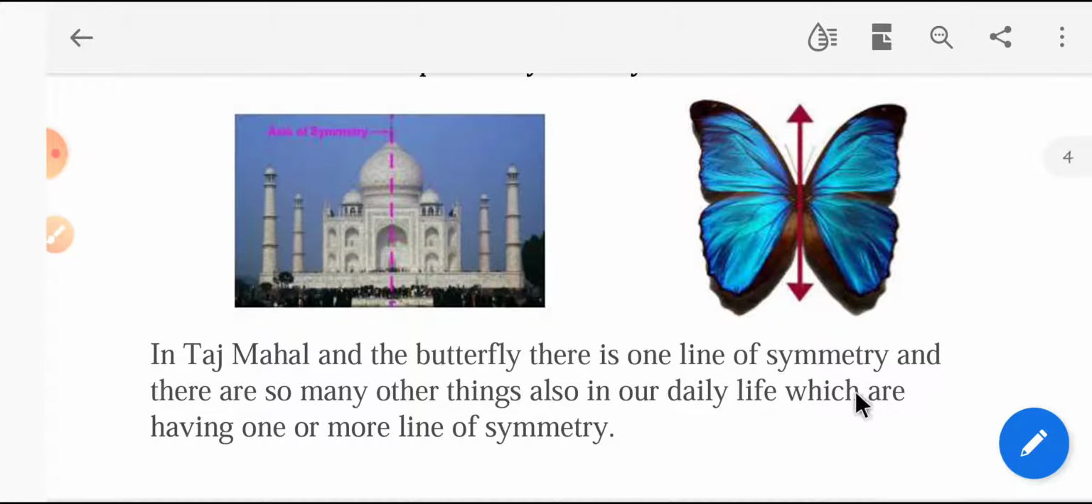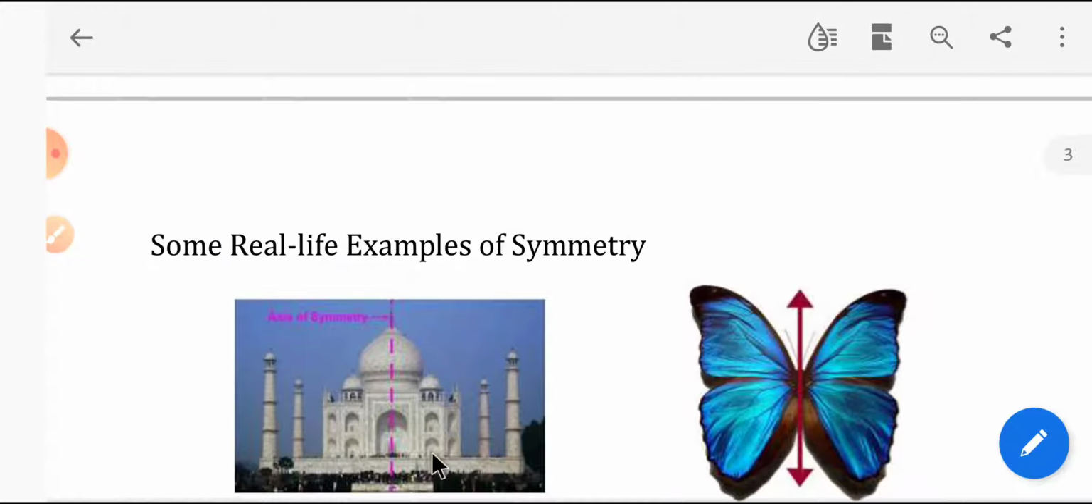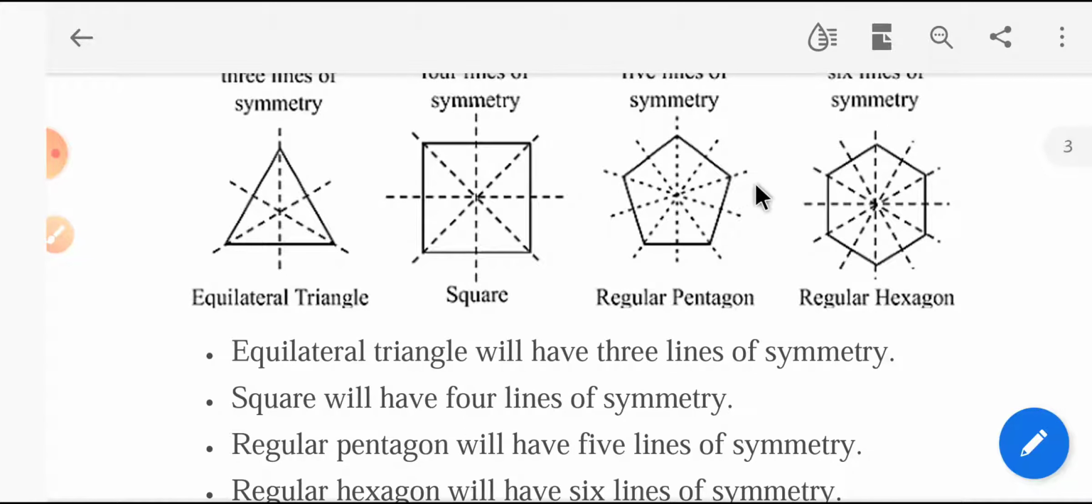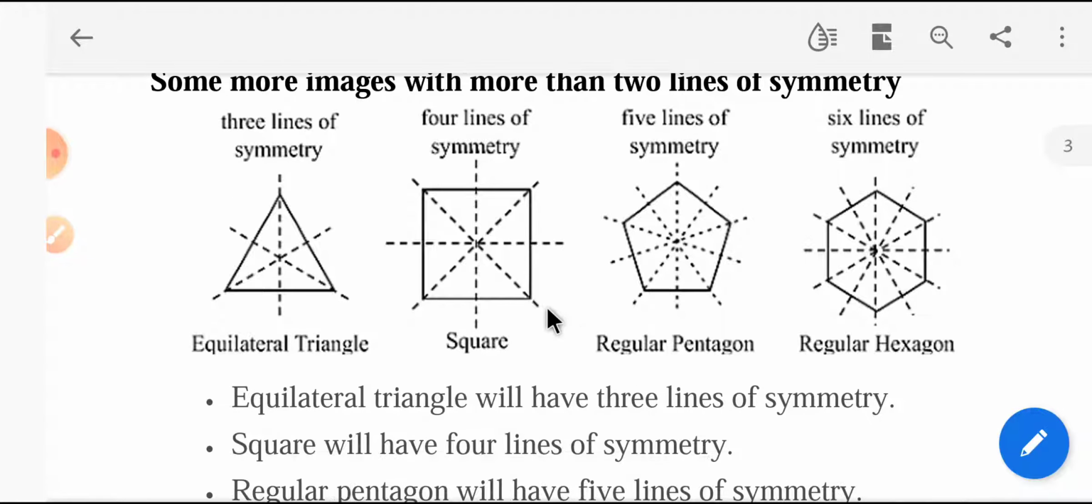There is one line of symmetry, and there are so many other things in our daily life which have one or more lines of symmetry. So from this figure we have observed that if a figure is regular, meaning all the sides are equal, then the lines of symmetry will be according to the number of sides.